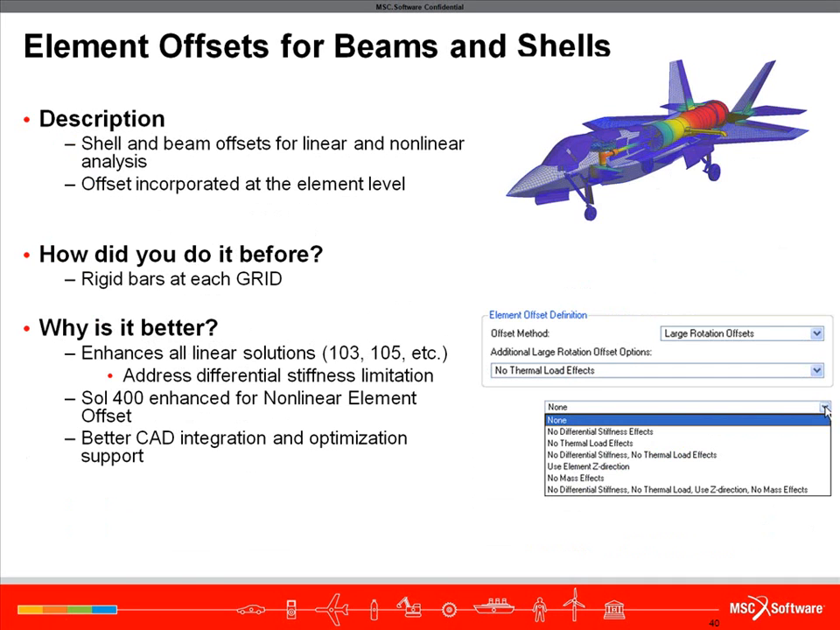Element offsets. This has been requested by our customers and is now available in MD 2010 and supported in SimXpert 2010. Offsets are incorporated at the element level. Previously you had to use rigid bars or rigid links at each grid with a rigid range for large displacement effects. This is very well supported in SimXpert. Pretty simple, you just have to tell which options you want to have turned on or off.